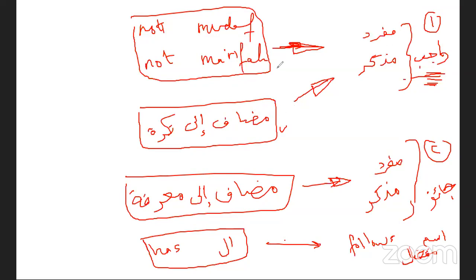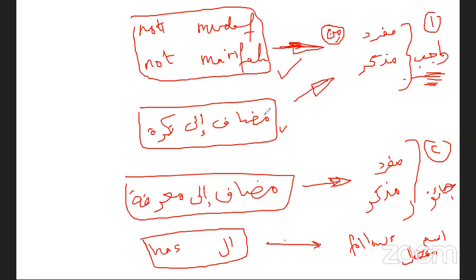So far, you see the example for this. It is not mudaf and it's not ma'rifah. It has to be mufrad and mudhakkar, as you saw over there. Atwalu minhu. The example of this one is when you have min coming after it. That is the example of not mudaf and not ma'rifah.